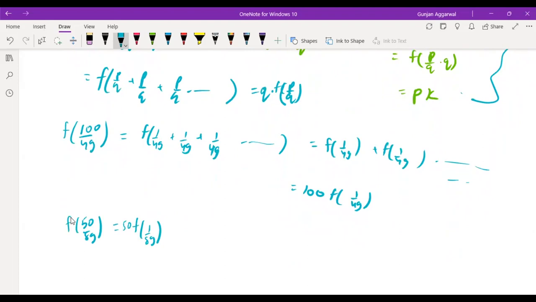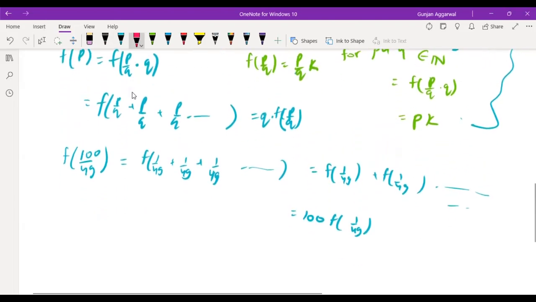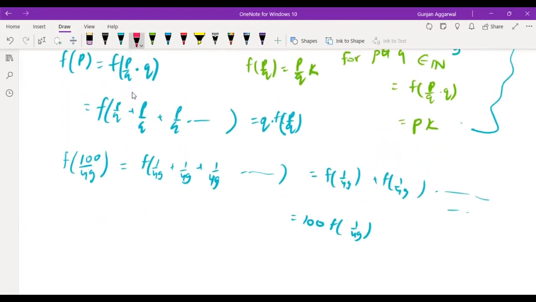Now just note that we can vary f of 1 by 89 and vary f of 1 by 49. We have that f of 1 by 89 is also 1 by 89 times some f of k. You're just trying to make the k smaller. So how would you vary it? Like, how will you vary f of 1 by 89? That's what I'm really lacking words to explain.